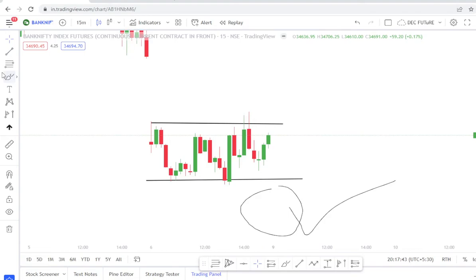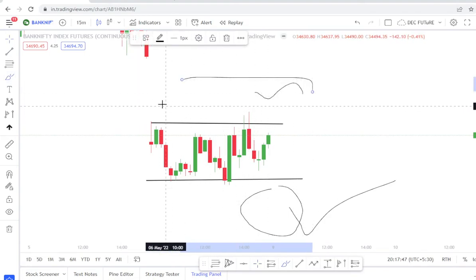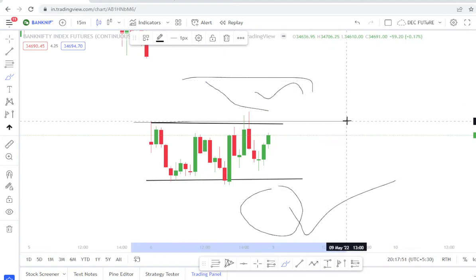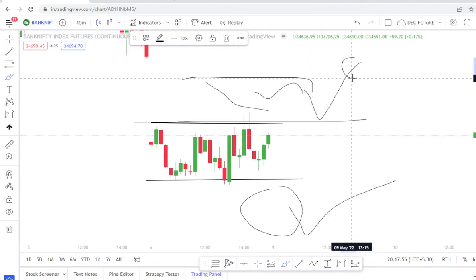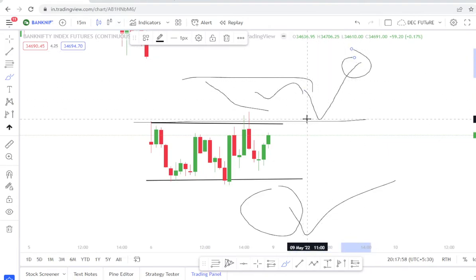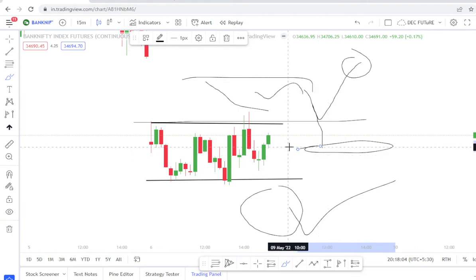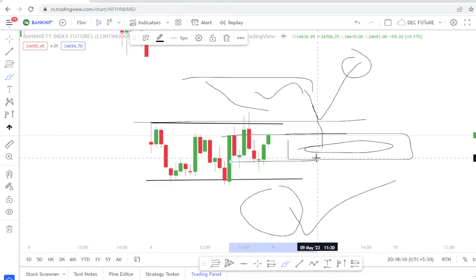Now, if the price opens straight away somewhere here, our first objective will be to see whether this resistance, which is around 34,800, is tested, and only after that will we take any action. If the price comes back into this region, we will wait and not take any trade. So this is going to be our no trade zone, between 34,500 and 600 levels.